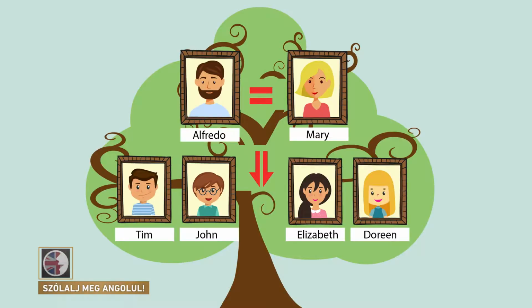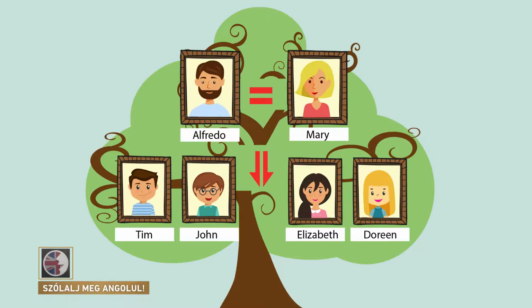He is her son. John is Mary's son. He is her son. Tim and John are Mary's sons. They are her sons. Elizabeth is Mary's daughter. She is her daughter.